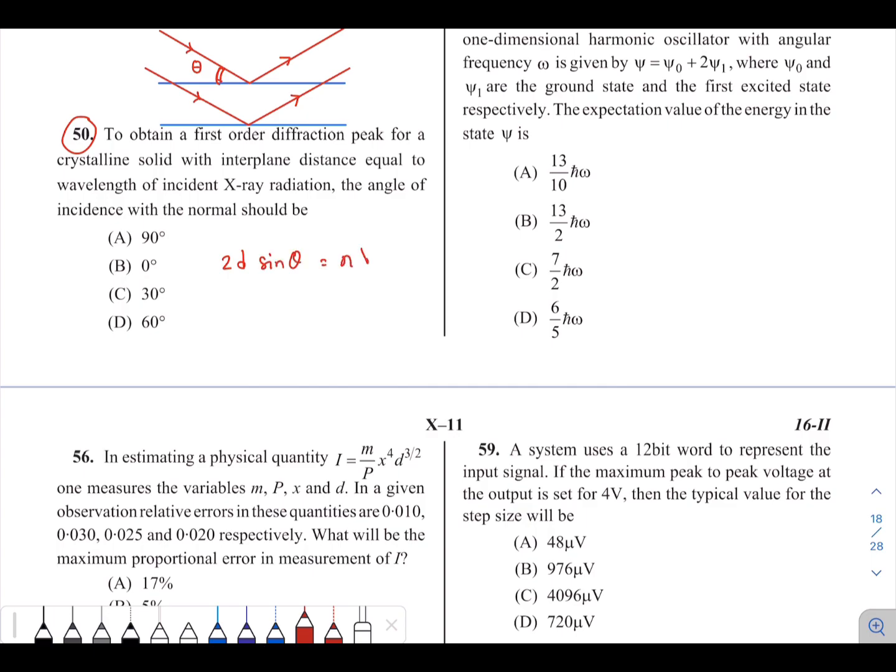equal to n lambda. Since we are looking for the first order, n is equal to 1 and the interplane distance d is equal to the wavelength of the incident X-ray, the sin theta is equal to half, or theta is equal to 30 degree. So this angle is 30 degree. We need to calculate this angle alpha, and this is equal to 60 degree. So option D is the correct answer.